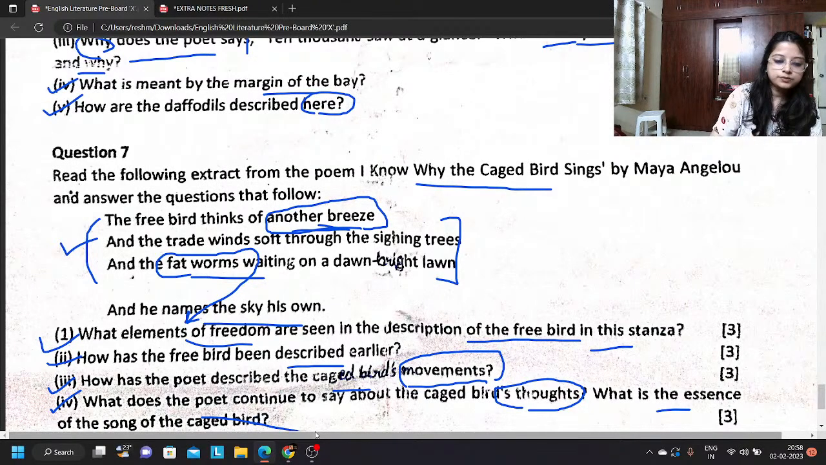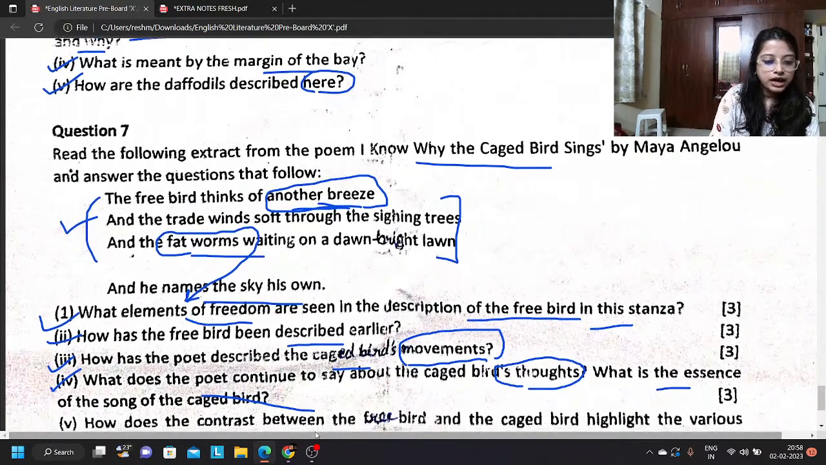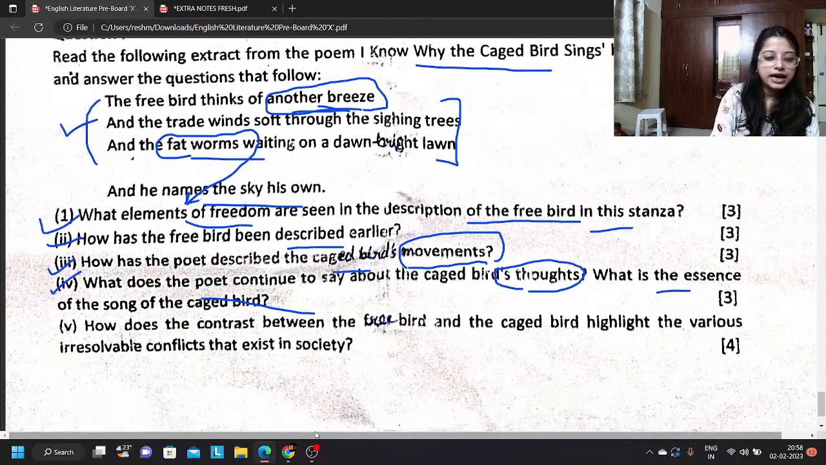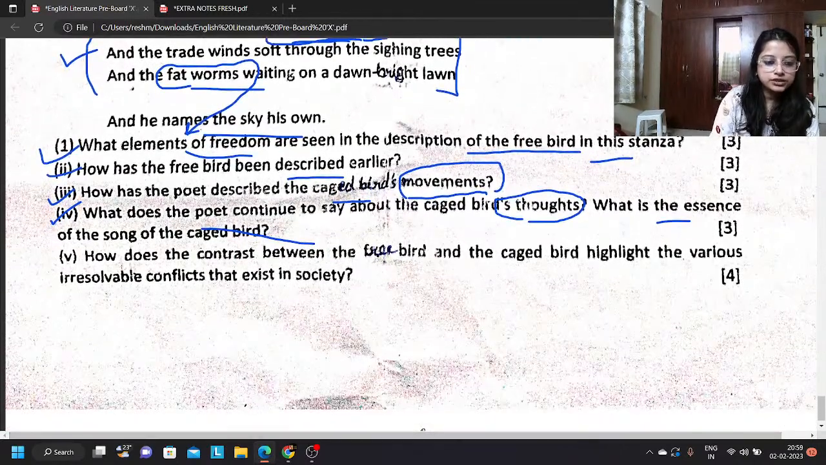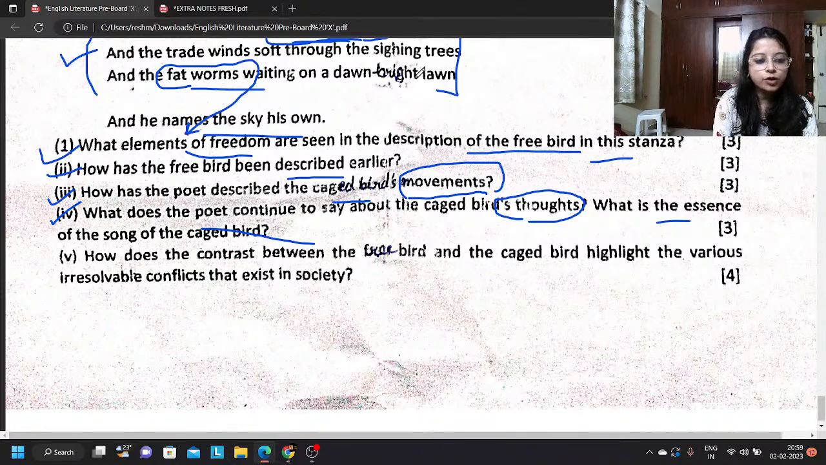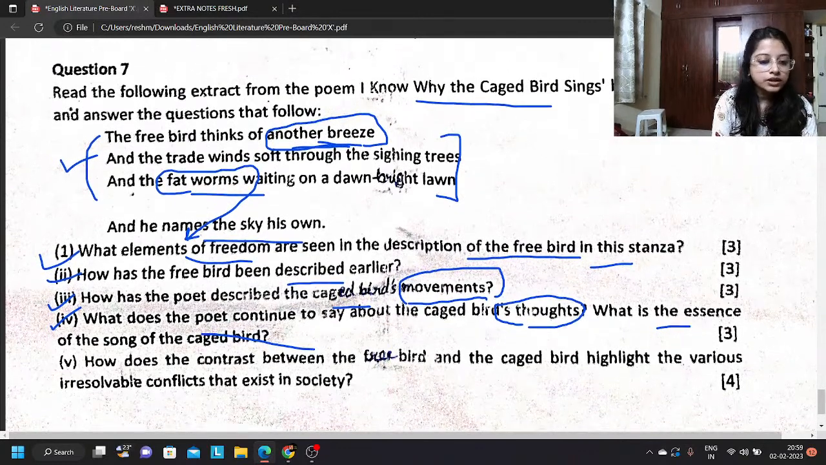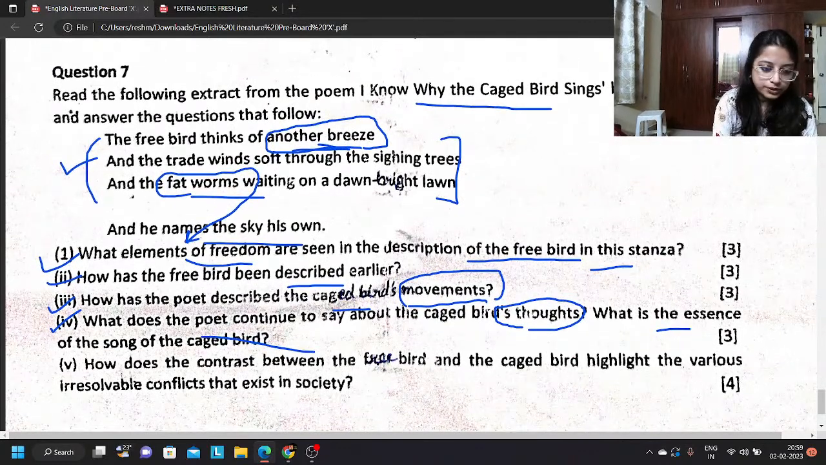Okay, let's move to the last one, number 5. How does the contrast between the free bird and the caged bird highlight the various irresolvable conflicts that exist in the society? Irresolvable means something that you cannot resolve, something that you cannot solve. Okay. This is a very good question. You can write it down somewhere and prepare.